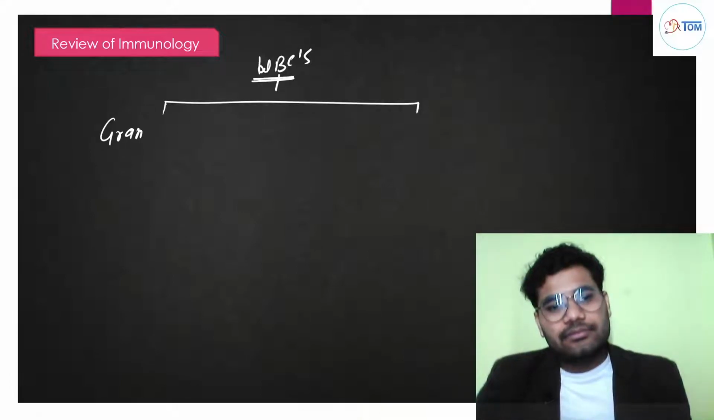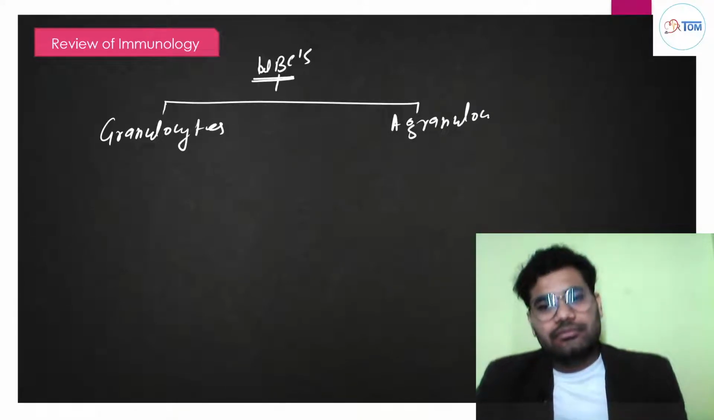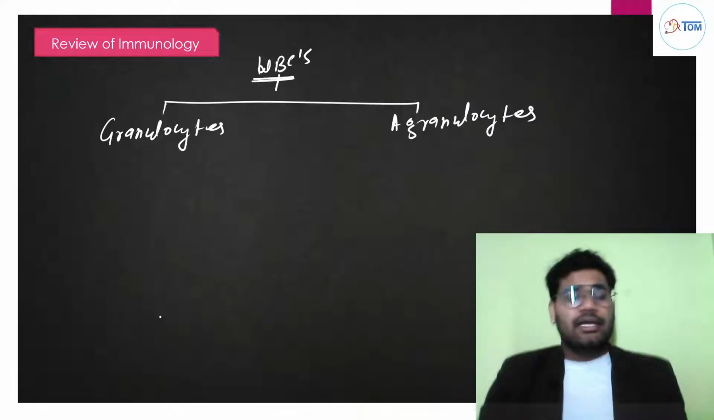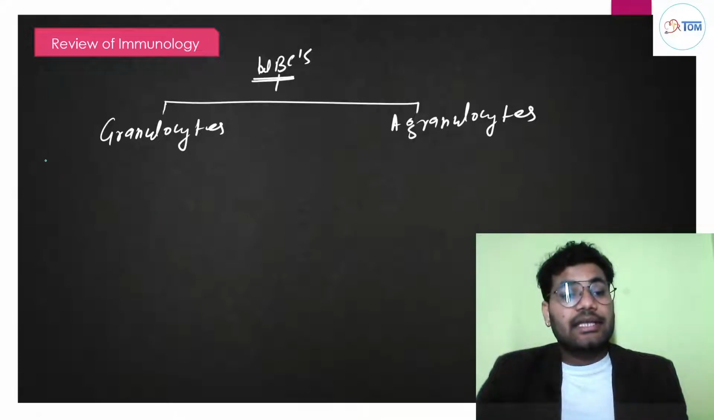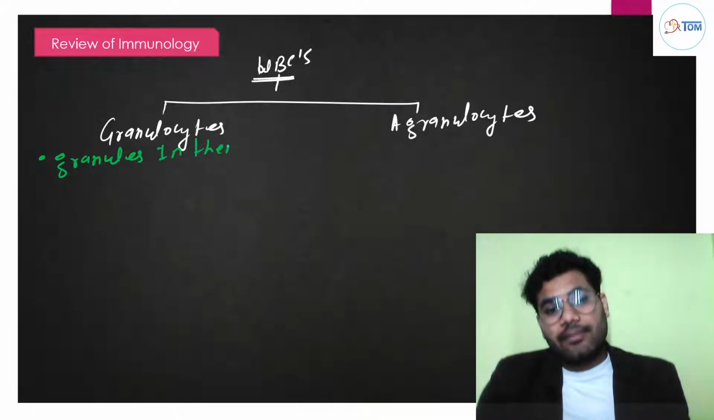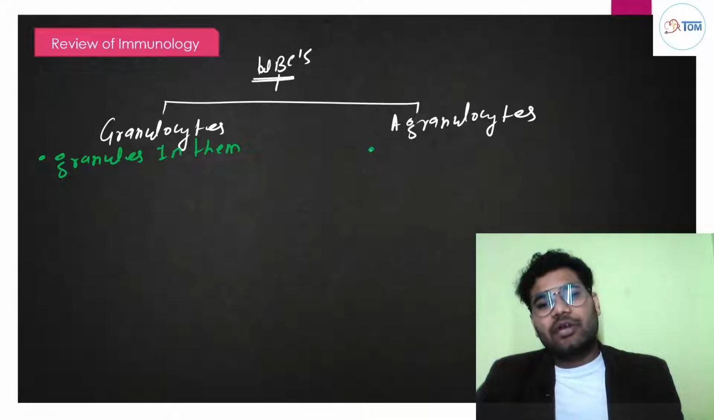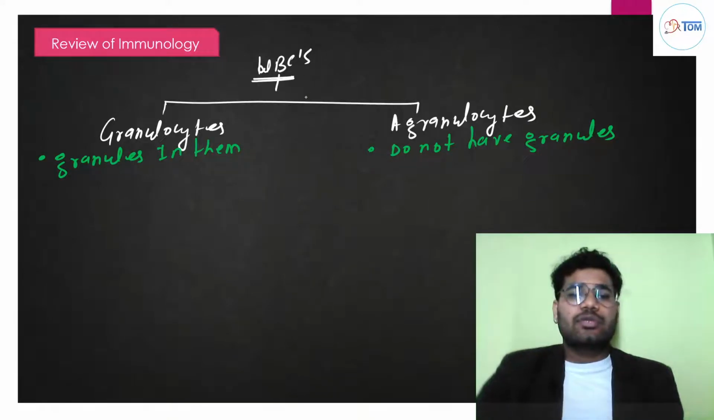granulocytes and agranulocytes. Granulocytes are those cells which have granules in them. And what about agranulocytes? They do not have granules. So that is the first thing.